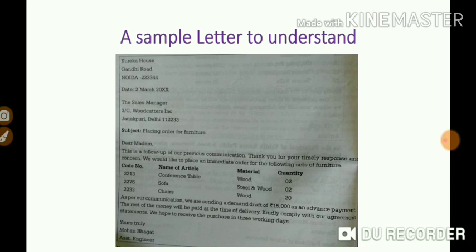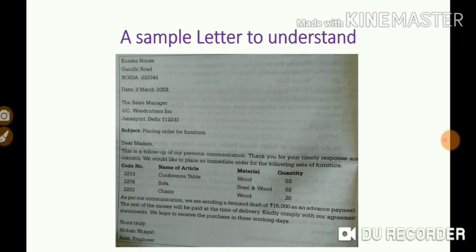Next comes the concluding part of the video. As per our communication, we are sending a demand draft of rupees 15,000 as an advance payment. The rest of the money will be paid at the time of the delivery. Kindly comply with our agreement statements. We hope to receive the purchase in 3 working days.